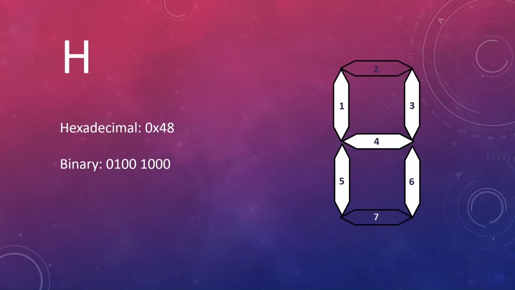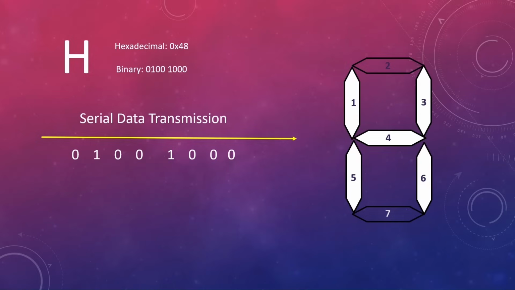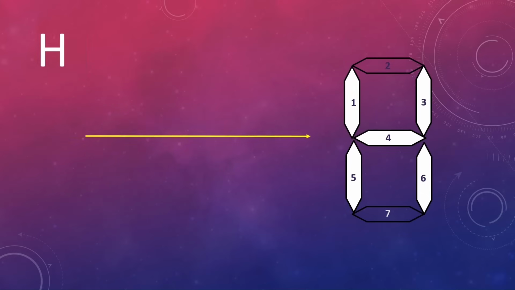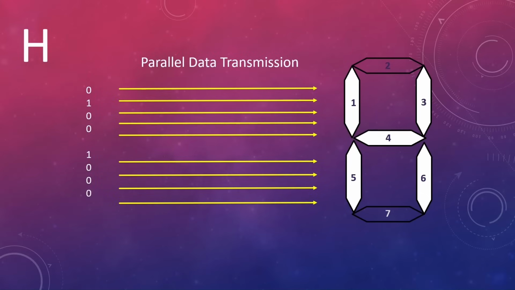There are two ways in which we can send the binary number H to this 7-segment LED. We can either use serial data transmission, in which we send the bits one by one as 0100100, or we can use parallel data transmission, in which all the bits are sent in one go.